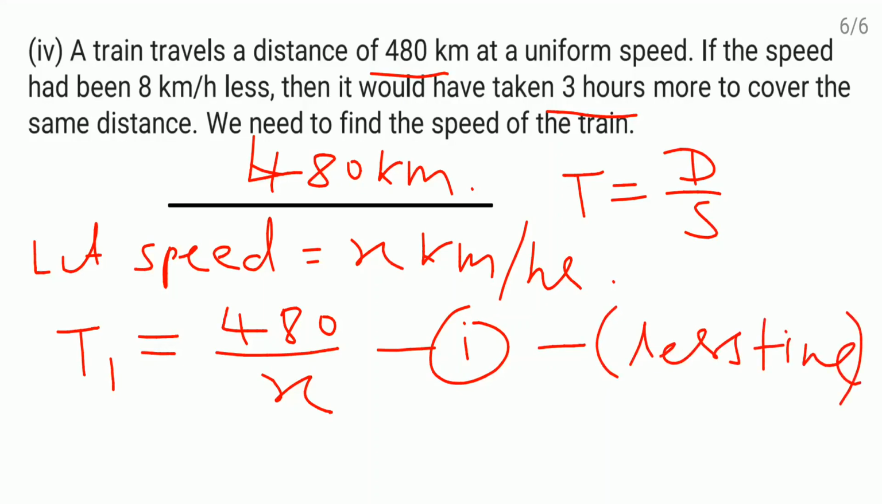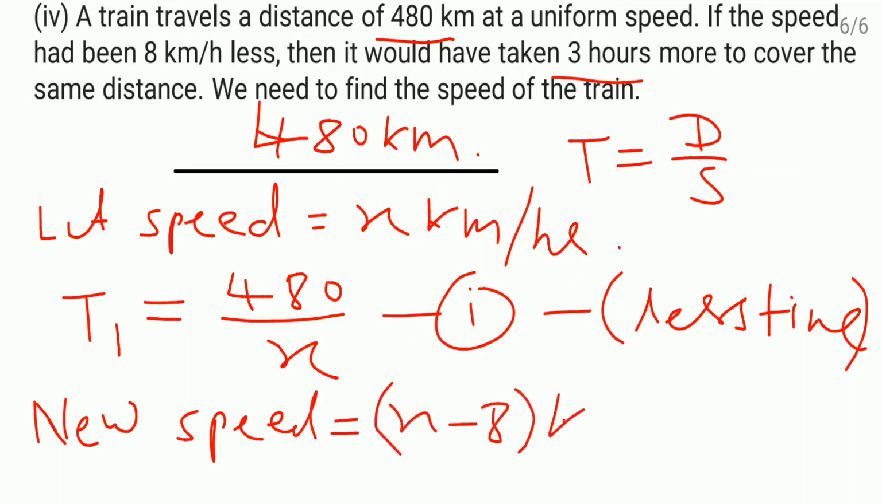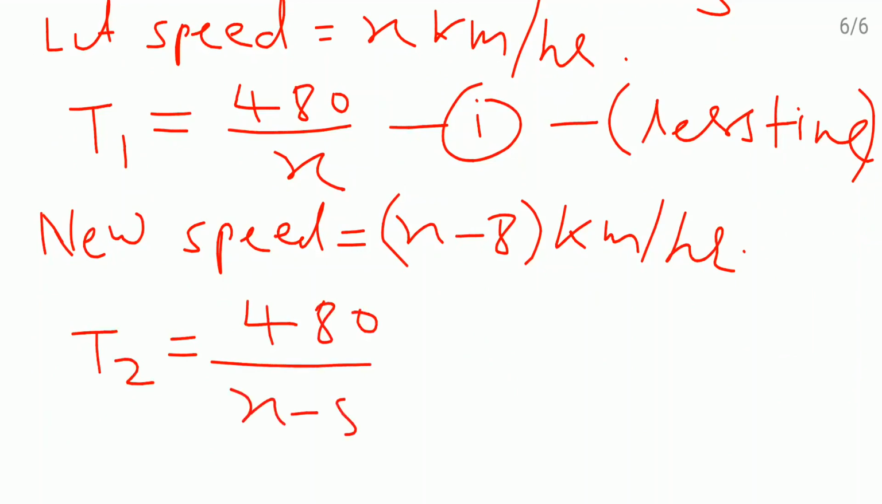Okay, now the new speed. See what they said? If the speed had been 8 km per hour less, so this is the new speed. So here I'll write down new speed, which is equal to x minus 8 km per hour. Now according to the new speed, the time required, I'll write down t2, which is equal to distance, same 480. Now speed is what? x minus 8. I will name this equation 2.